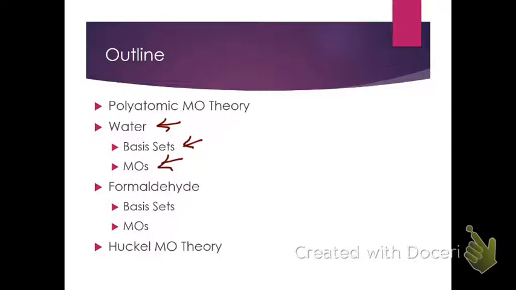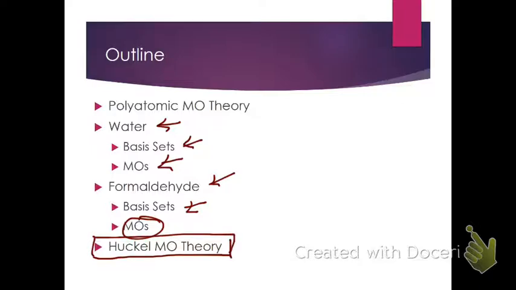And then we'll look at a slightly larger molecule, formaldehyde, which of course has 4 atoms. We'll also study its basis set of atomic orbitals that form its molecular orbitals. And finally, we'll introduce Huckel molecular orbital theory and how that applies to pi electron systems.